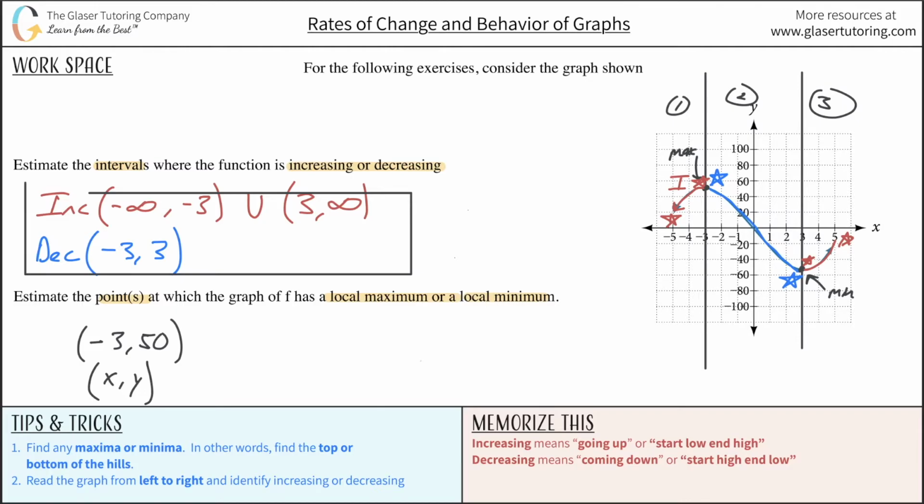Okay, so now let's just write down the minimum. And the minimum point now is going to be 3, right? It has an x value of 3. And then the y value appears to me like it's probably somewhere around negative 50 or so. So I'll write down negative 50. All right, and I'll just write down over here that this is the minimum and this is the maximum, okay?